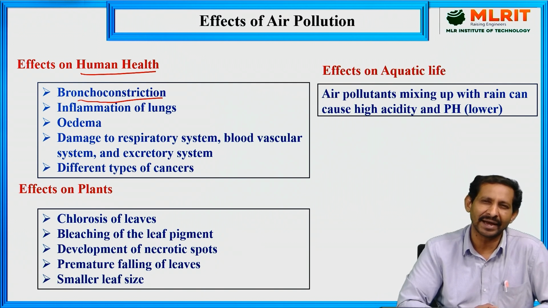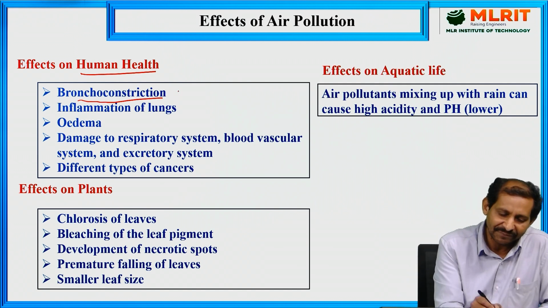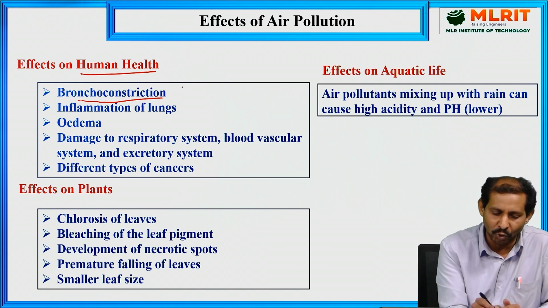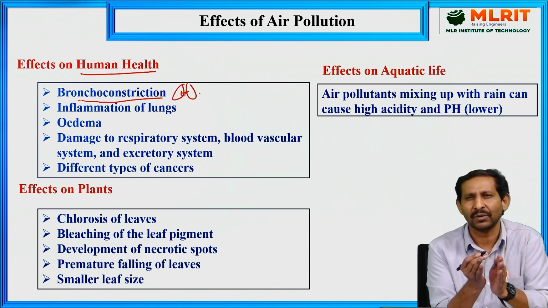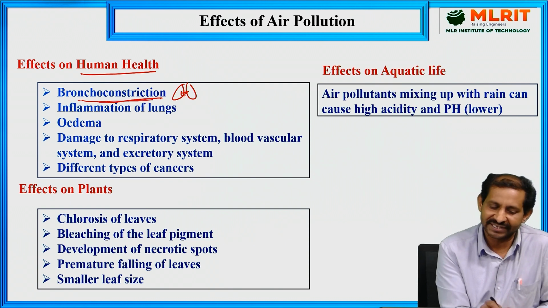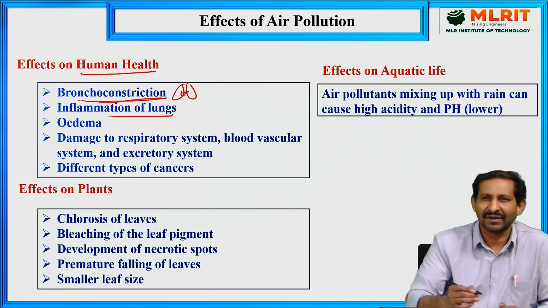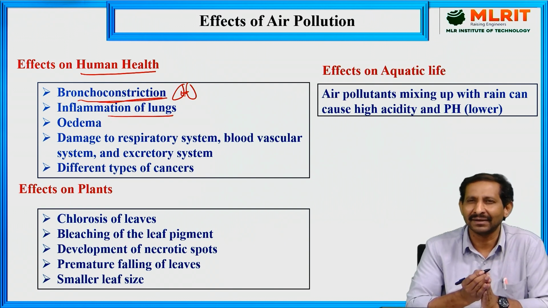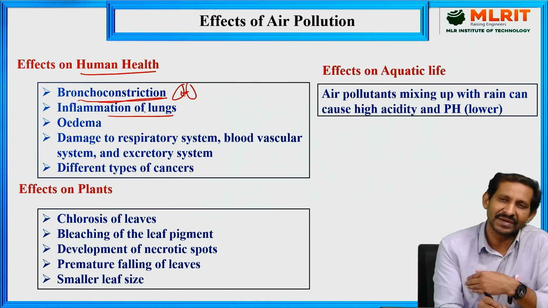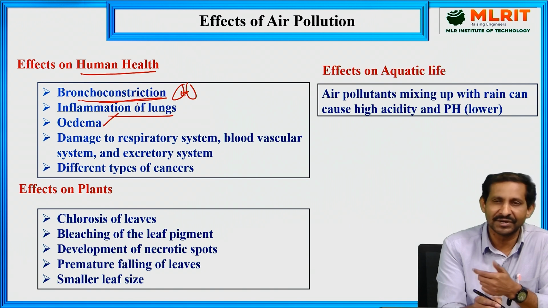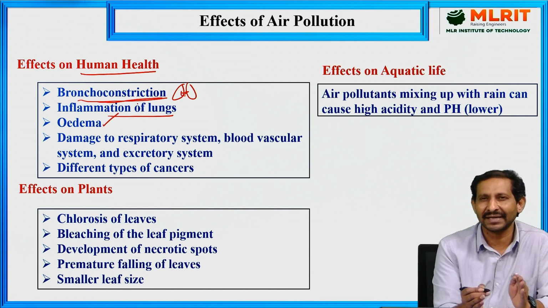First, it causes an effect on the lungs. The airways become very narrow, and the lobes of the lungs become very closed and narrow. That is called bronchoconstriction. Then there is inflammation of the lungs. When the airways become very narrow, breathing becomes very difficult. That's why there is inflammation. Inflammation means swelling. Edema and inflammation are both related to swelling.